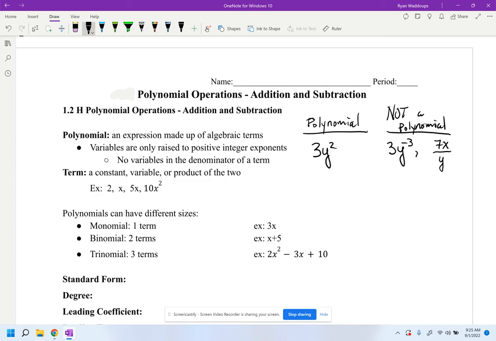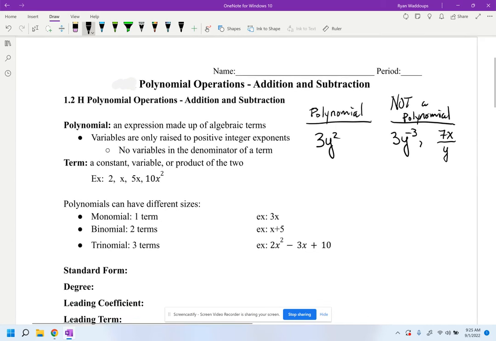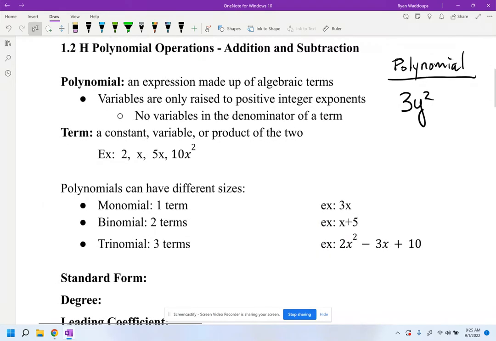So a term is a constant, a variable, or a product of the two. Like, for example, 2x, 5x, which is 5 times x, and 10x squared, or 10 times x squared. A polynomial can have different sizes. A monomial is one term, for example, like 3x. A binomial has two terms, x plus 5. So you'll want to notice that the plus separates the term. So x is one term, 5 is the other term.